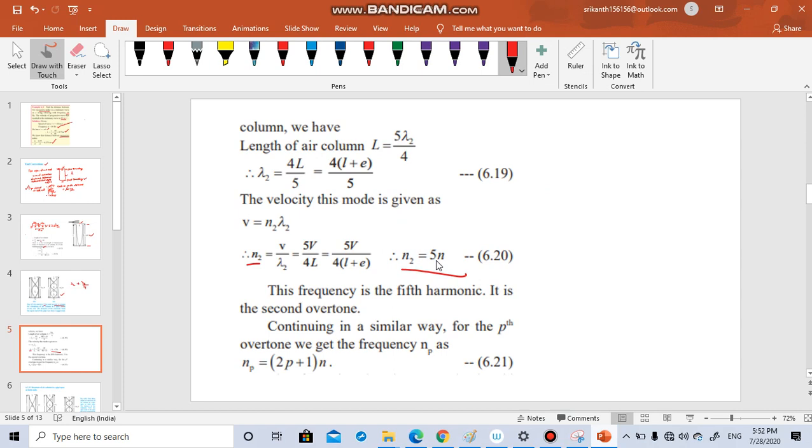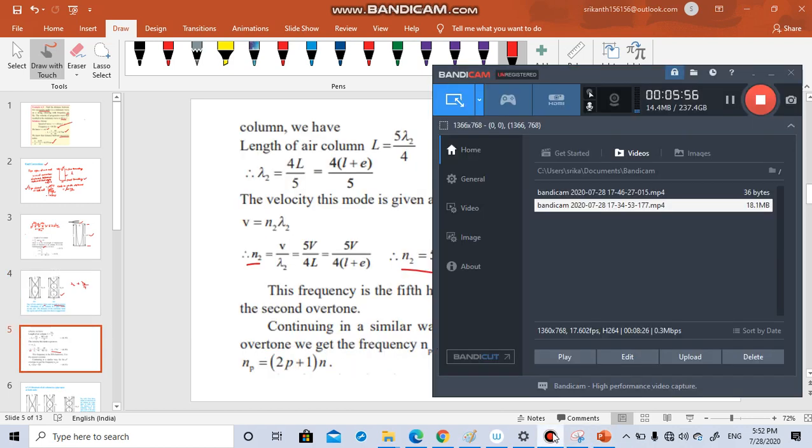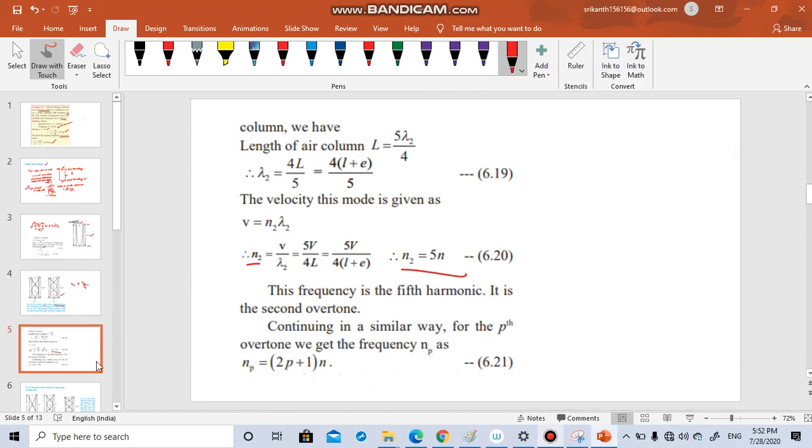So which harmonic is this? It is fifth harmonic. Now fifth harmonic here is equal to the second overtone. Fifth harmonic is equal to the second overtone. Okay, that is what you need to catch. Now it is fifth harmonic, it is the second overtone.